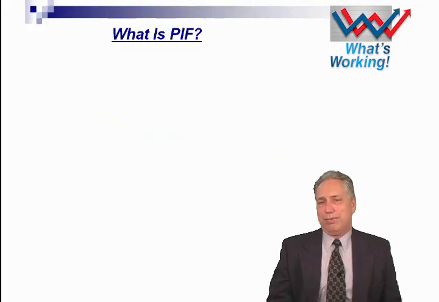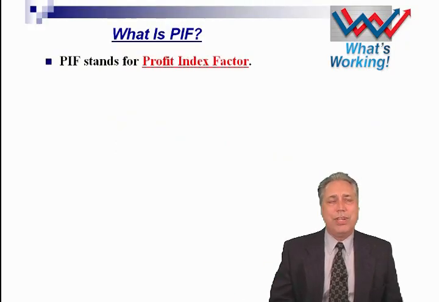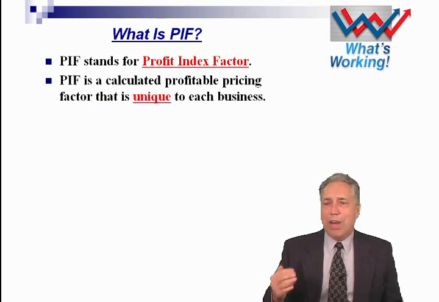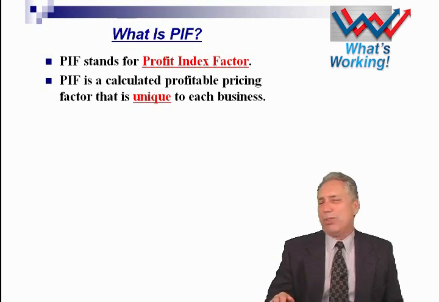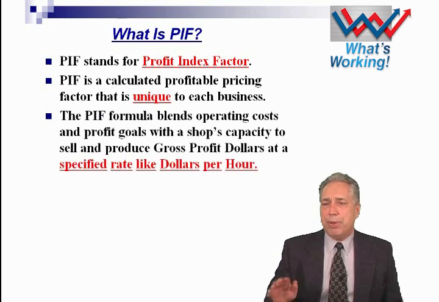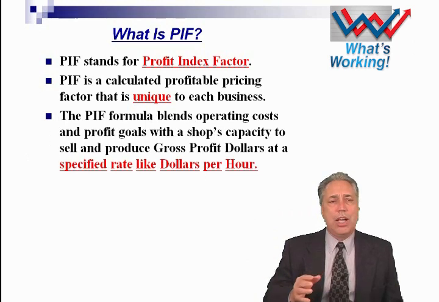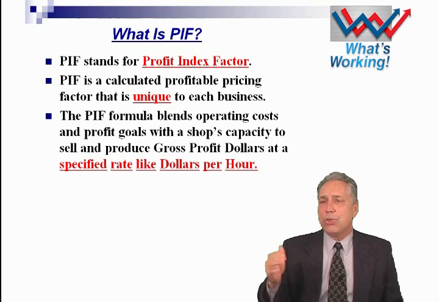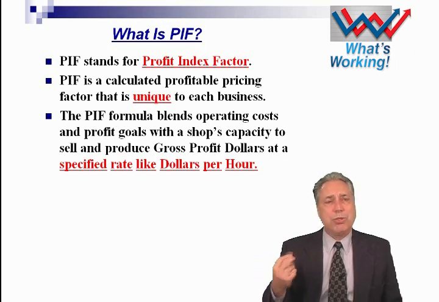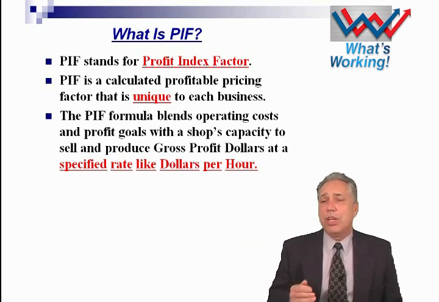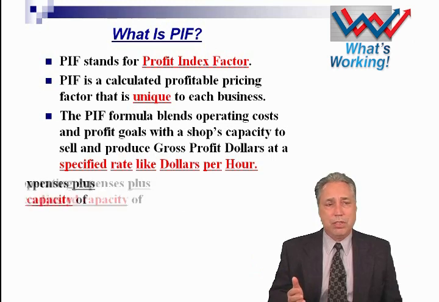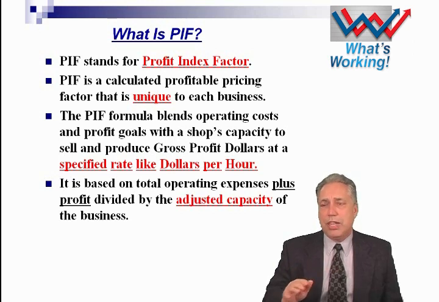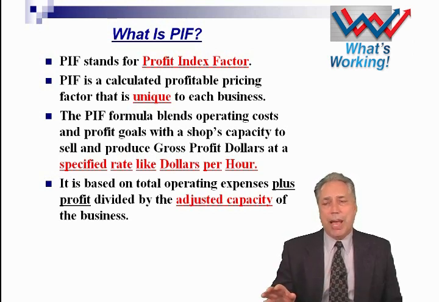So what is PIF? Well, PIF stands for the Profit Index Factor. PIF is a calculated, profitable pricing factor, and it's unique for each business. The PIF formula blends all your operating costs and profit goals with the shop's capacity to sell and produce gross profit dollars at some specific rate, like, for example, dollars per hour. Now, it's based on the total operating expenses plus profit, and then that's divided by the adjusted capacity of the business.